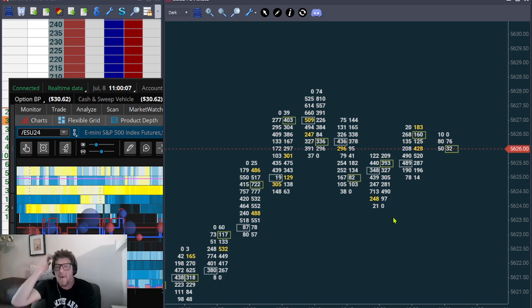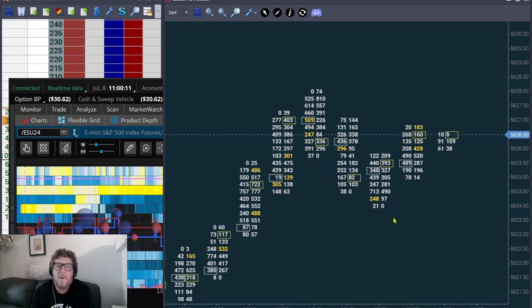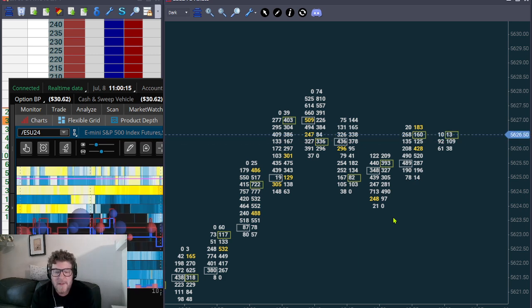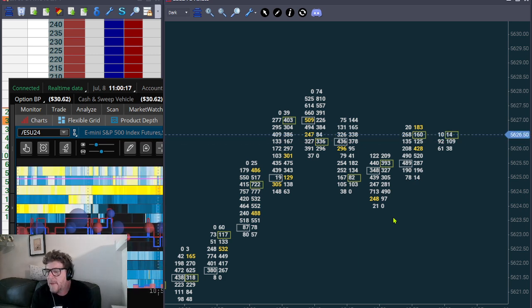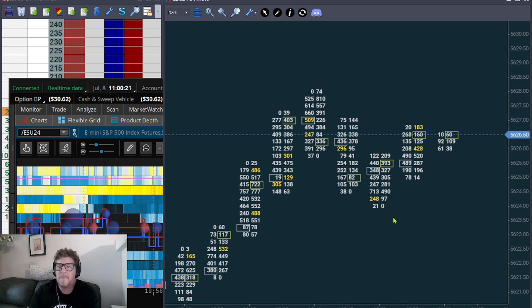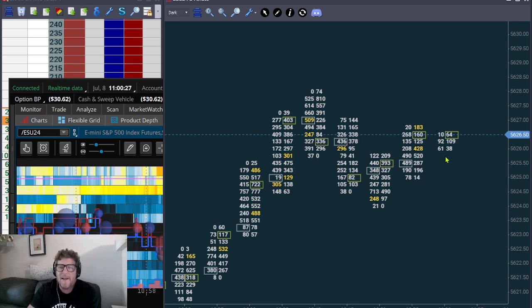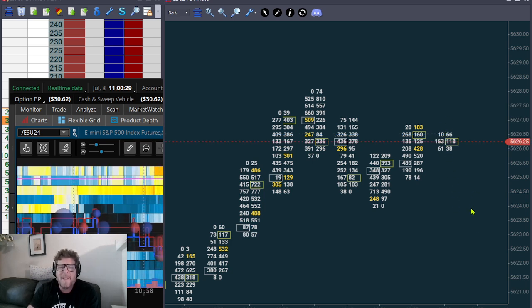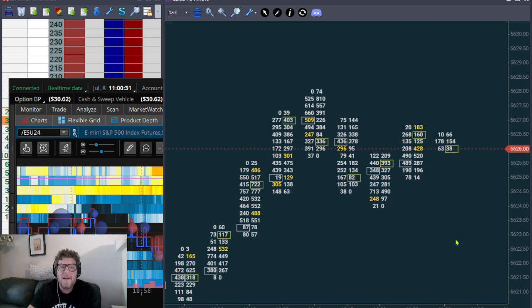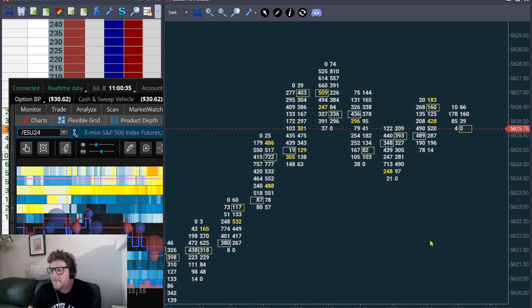We're testing at it now. But again, I'm not seeing stacked imbalances. There's a few imbalances, but none of them are stacked. So I'm not seeing a lot of heavy interest in this zone to make me want to get in. I'd love to see just a big sell side print right here. That would be indicative of somebody wanting to take it lower. Not getting that.